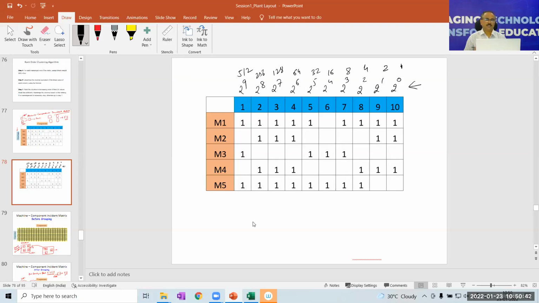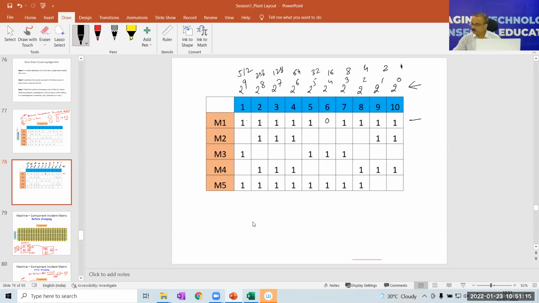Okay. So this algorithm is basically to form the group so that we can bring together all those components which have a similarity of requirement. And then you have to find the product of it. For example, 512 into 1 plus 256 into 1 plus 128 into 1 plus 64 into 1 plus 32 into 1. Here it's 0. Then 8 into 1 plus 4 into 1 plus 2 into 1 plus 1 into 1. And you have to do the summation here.